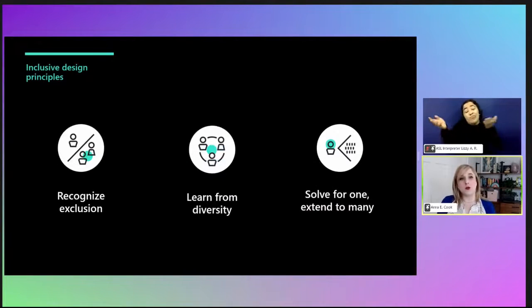In this toolkit, we discussed how inclusive design thinking can inform product creators of all types, from designers to developers and more. We have 3 inclusive design principles: recognize exclusion, learn from diversity, and solve for one and extend to many. The principles state that exclusion will happen unless product creators learn from people with disabilities, apply insights to product creation, and extend benefits across a broad range of people.